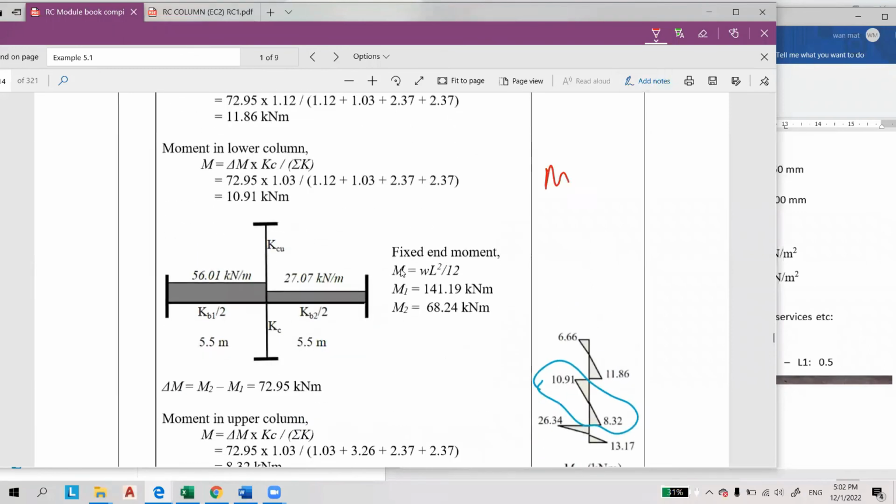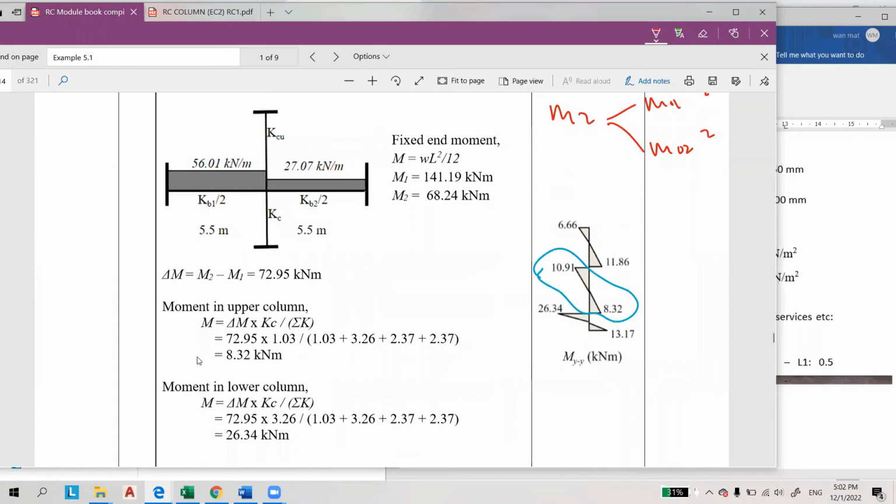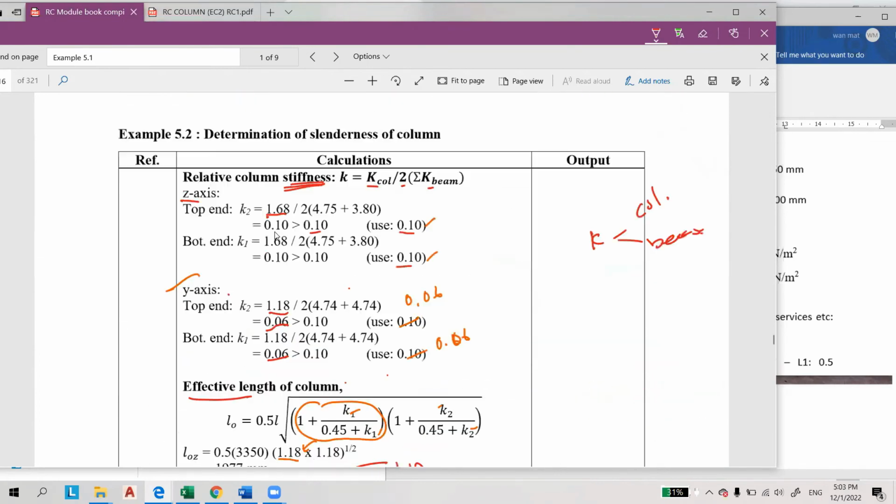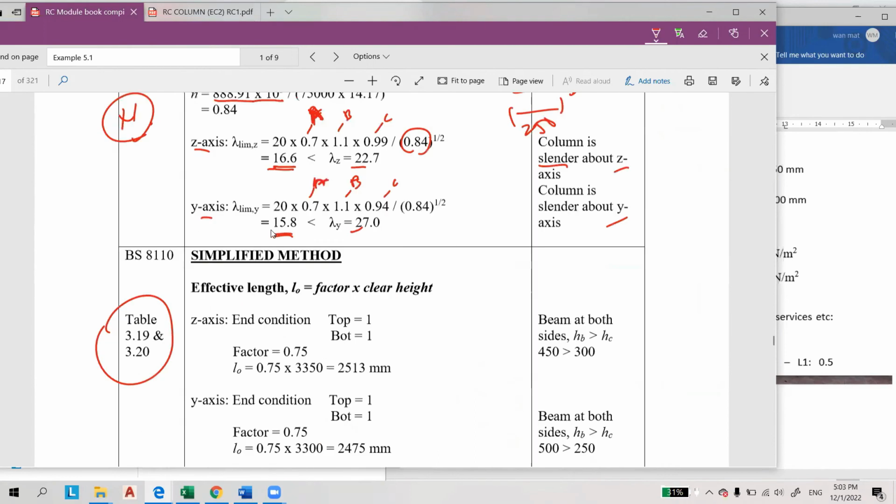You have to derive your bending moment, y or z, both. M01 y, M02 y, M01 z, and M02 z. And then you have to know the value of n, the axial force. This one is compulsory for design, but to check the slenderness you can use the simplified method.